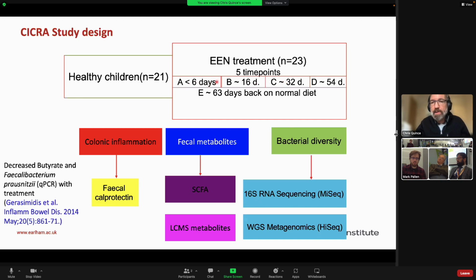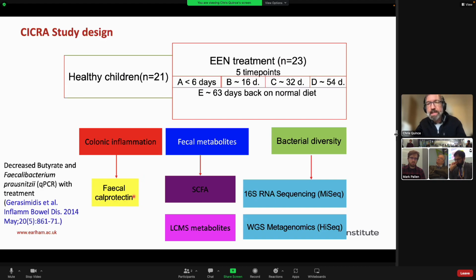Time point A, right at the start of treatment, B and C in the middle of treatment, and D at the end. And we also had an additional time point E when they are back on their normal diet. And as I said, we've been studying this for years now. The original CICRA data set is nice because we have a whole range of measurements from these fecal samples.